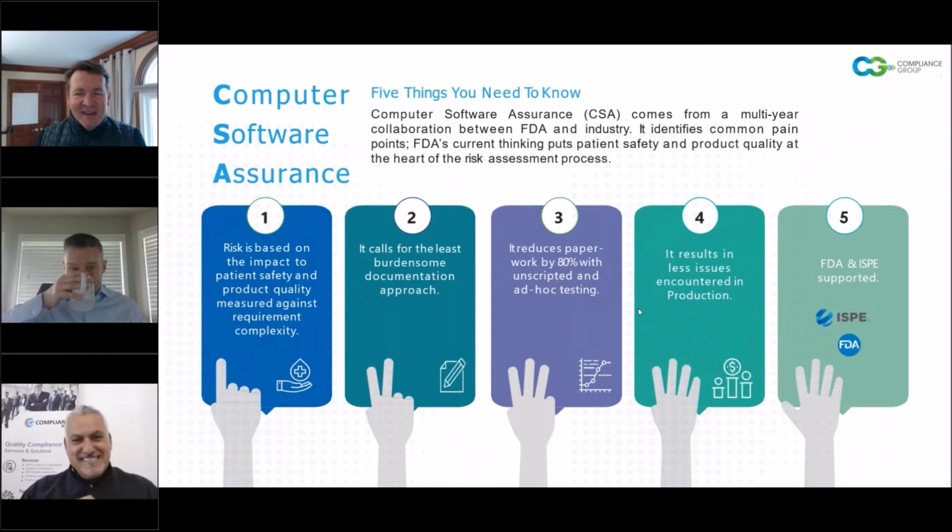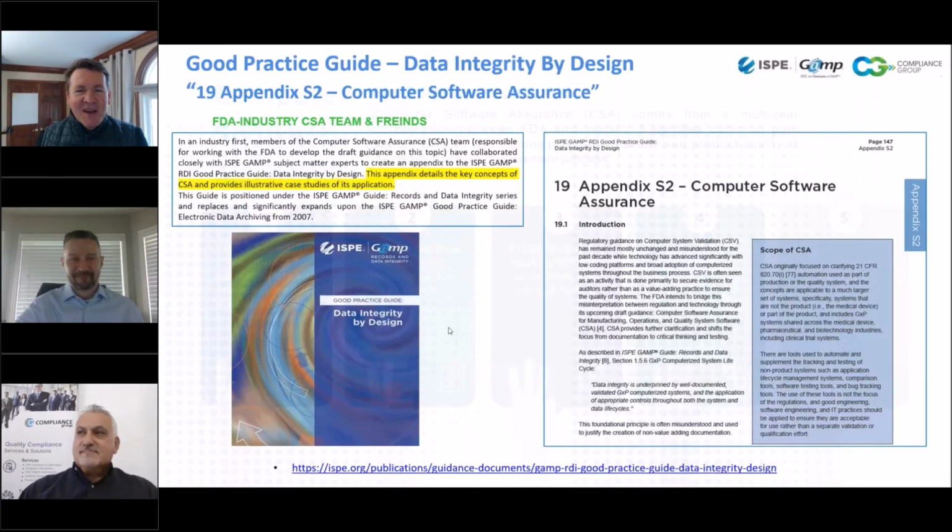No, it's good, and I think I encourage everyone to take a look at that. I think it is a good practice guide, and we're along those lines. It definitely has some really good information there. So if you're waiting for the FDA to release the guidance, you don't need to wait anymore. You can have a pretty good idea by taking a look at that GAMP appendix.